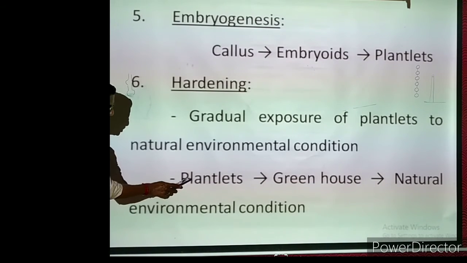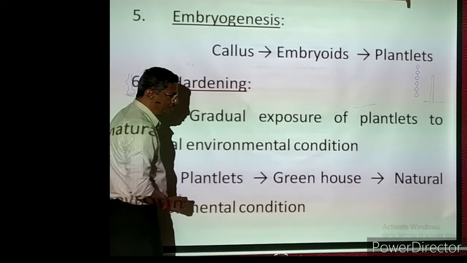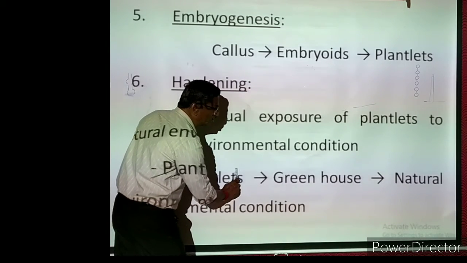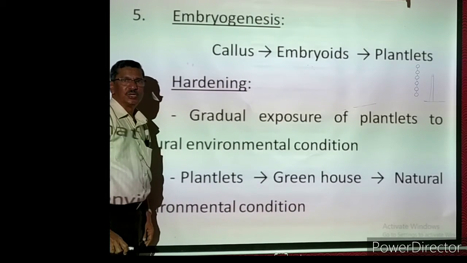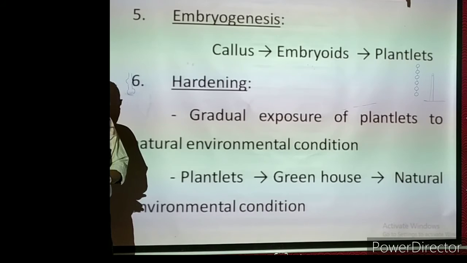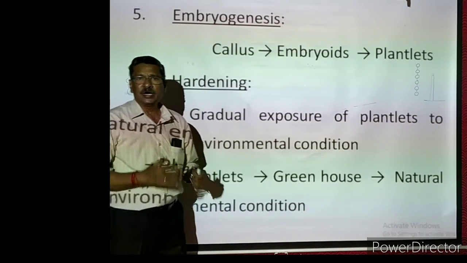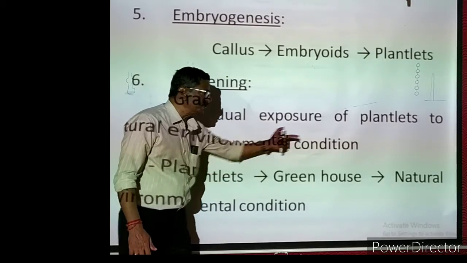Now I am taking these plantlets. They are all present in the research laboratory. They have grown very well. Then we have to transfer them to a greenhouse. Where the research is going on, there will be one outer place where a glass house will be. That is called a greenhouse. It is an intermediate between the lab and the natural condition.